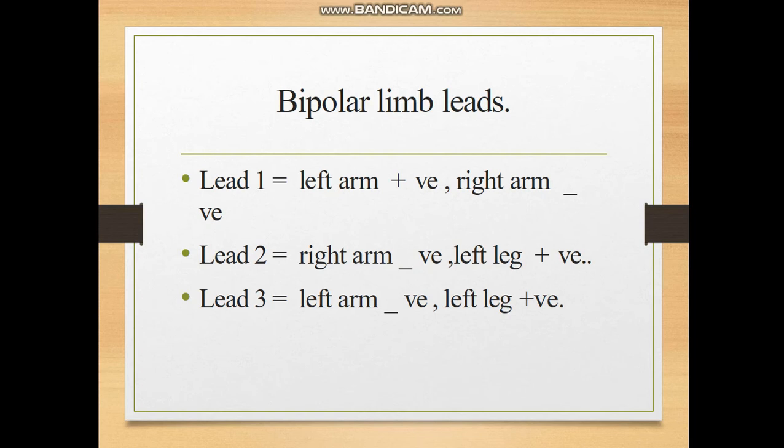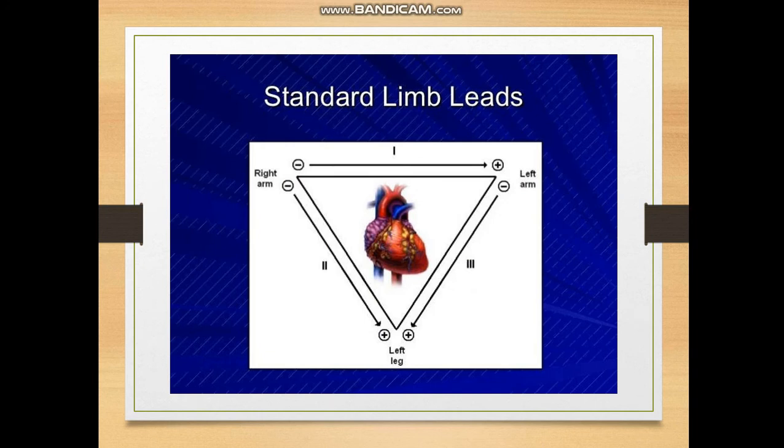They are lead 1, lead 2, lead 3. Left arm positive, right arm negative: lead 1. Right arm negative, left leg positive: lead 2. Lead 3: left arm negative and left leg positive. You are looking here at the standard limb leads.